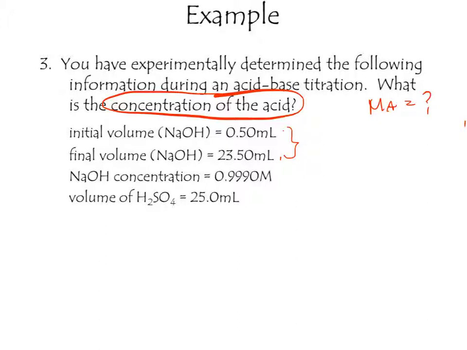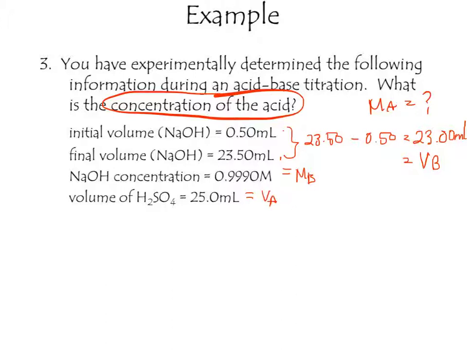So the volume that we used was 23.50 minus 0.50, which is 23.00 mL. That is the volume we used, so this is our VB. Our concentration of our base is 0.9990, which I can just write as our MB. And our H2SO4 is going to be 25 mL. This is our volume of our acid.